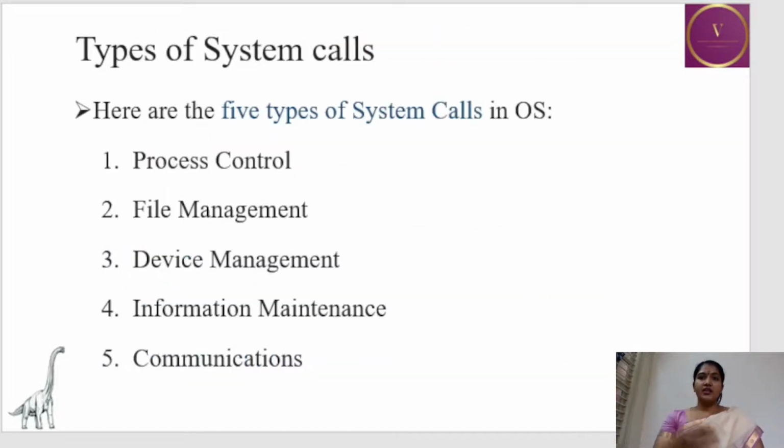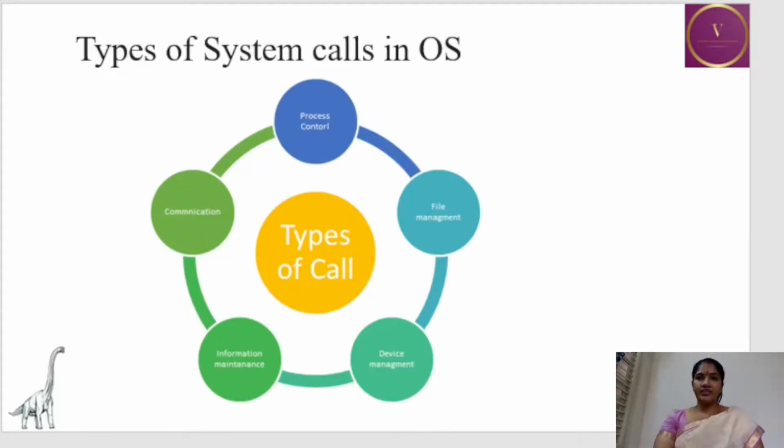Next, let's see the types of system calls. Here are the 5 types of system calls in operating system. First one is process control, second one is file management, third one is device management, fourth one is information maintenance, and fifth one is communication. These are the types of system calls. This is the diagrammatic representation of types of system calls in operating system: process control, file management, device management, information maintenance, communication.